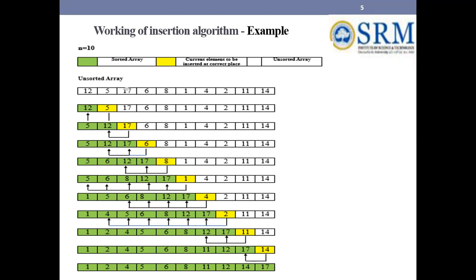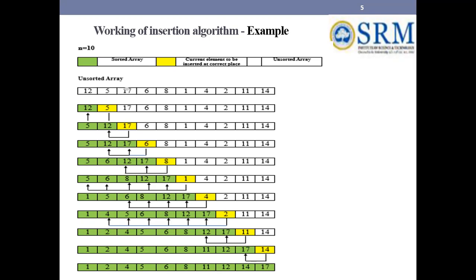So remaining we have 3 to n, that is 17 to 14. Take the first element 17. How to insert it in the sorted array? Compare 17 with 12. The predecessor is lesser than the current value, so store 17 in the same place. Now we have 5, 12, 17 in sorted order.